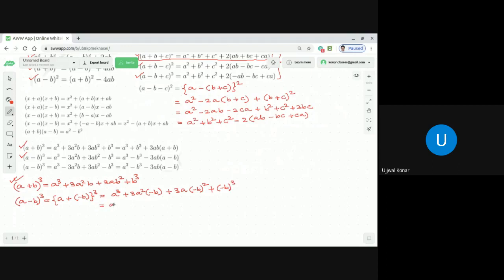This is equal to a cube minus 3 a square b plus 3 a b square. Why plus 3ab square? Because (−b) whole square is nothing but b square, and (−b) whole cube is minus b cube. All of you have understood, no? Any doubt at any moment of time, never hesitate to ask me, as I always say.